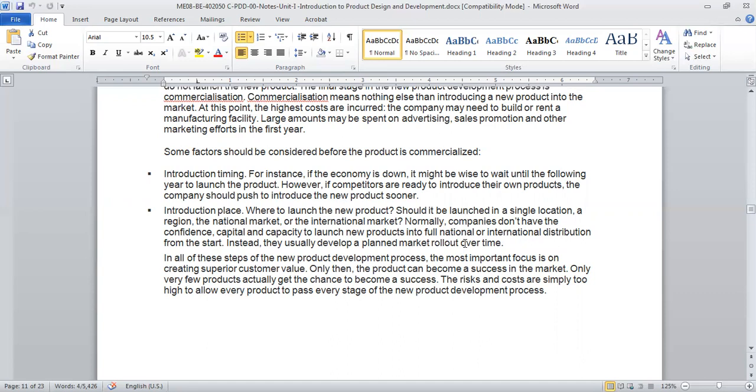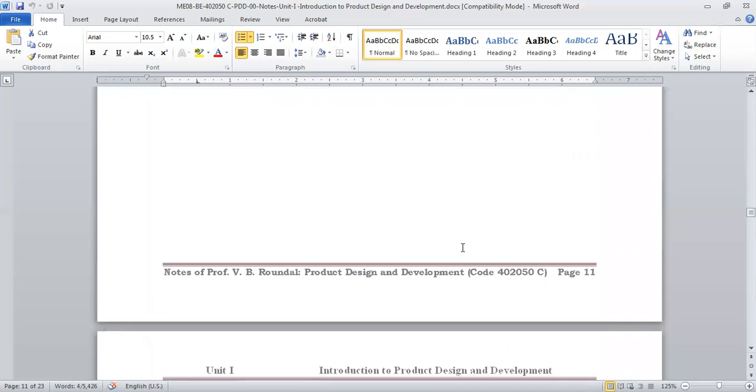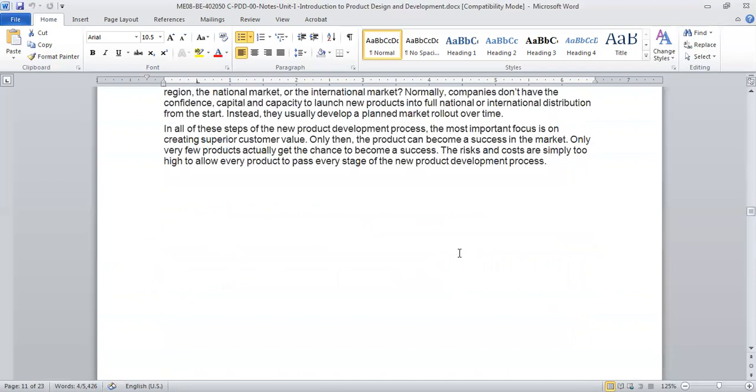Also, the place where you introduce matters, because you should not introduce your new sweater in a humid and hot area. Rather it is better to introduce it in a cold region. So depending on what kind of product it is, where you are introducing it, how you are introducing it, and what the timing is, all those things have to be made sure of while doing the commercialization. Okay, so these are the processes.